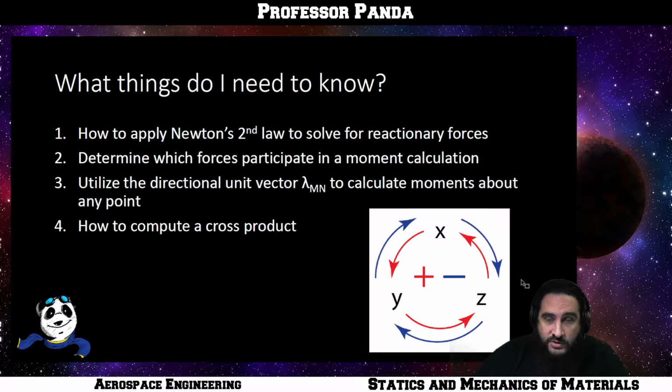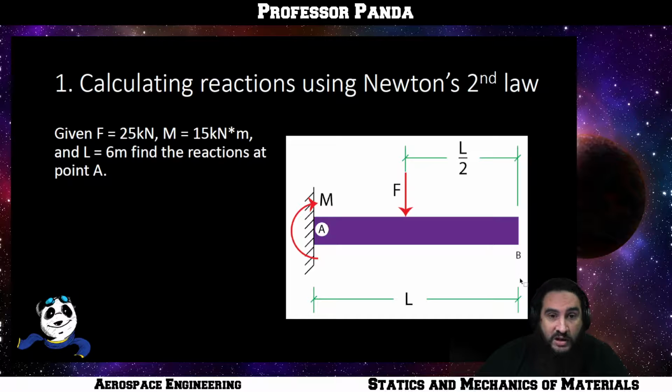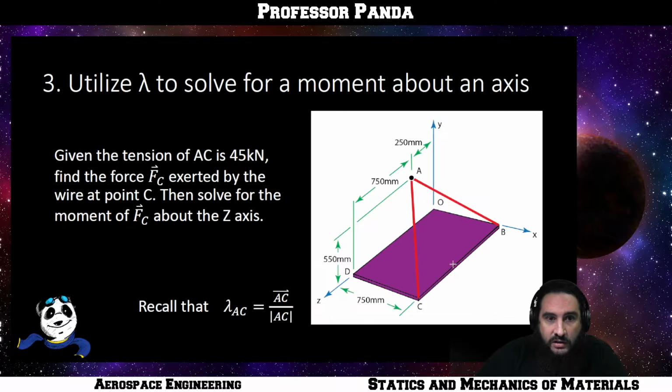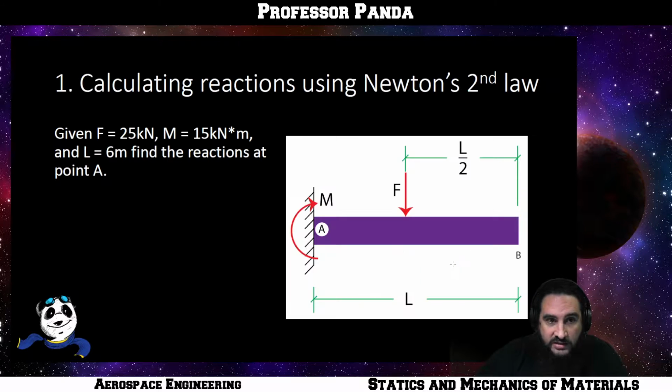So covering what we need to get into, let's go ahead and get into the problems. First up, we're going to calculate reactions using Newton's second law. To give you a broad overview of what we're going to be doing next, the next video is going to be calculating the moment about a point using this diagram. And last but not least, we're going to be utilizing lambda to solve for a moment about an axis. A little more complex, going to be building on a couple skills we've used in the past. But let's get into calculating reactions using Newton's second law.